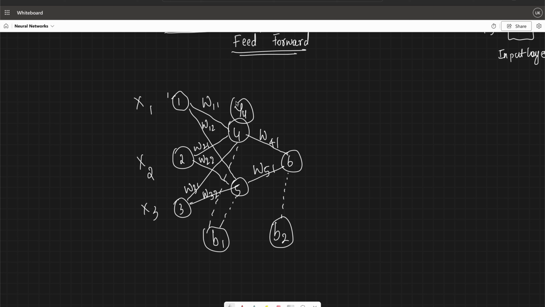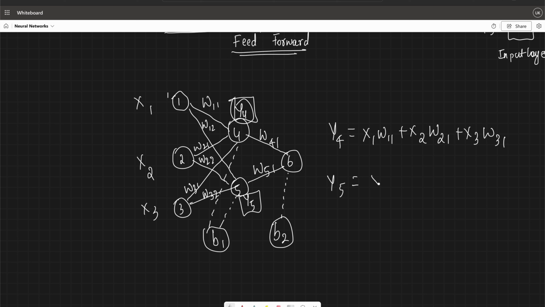What was Y4? I mean, the intermediary results, and this was Y5, right? So now what is Y4? Y4 is going to be X1 W11 plus X2 W21 plus X3 W31, and Y5 was X1 W12 plus X2 W22 plus X3 W32. If you didn't understand how this works, kindly look into the previous section, which explained how feed forward works.